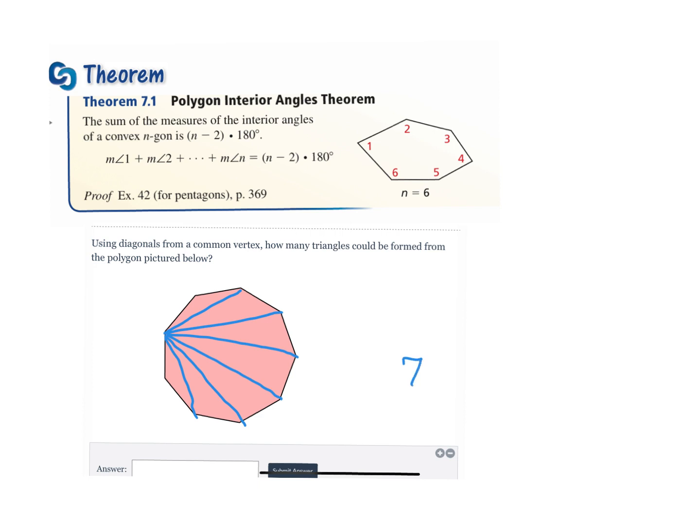And what that should also be equal to is n minus 2, because if we count the number of sides, 1, 2, 3, 4, 5, 6, 7, 8, 9, there are 9 sides, and 9 minus 2 equals 7. So the number of triangles is always 2 less than the number of sides.